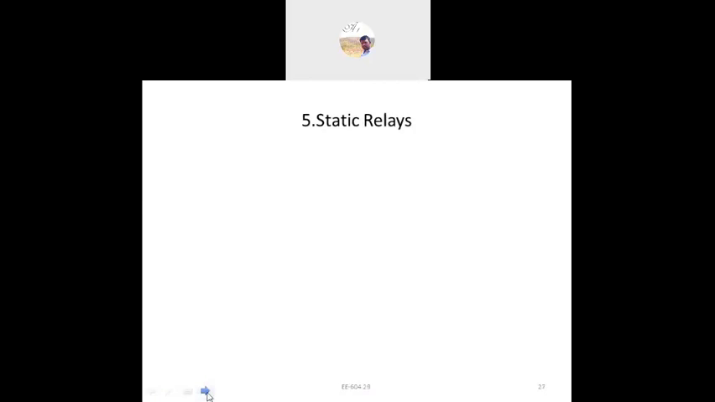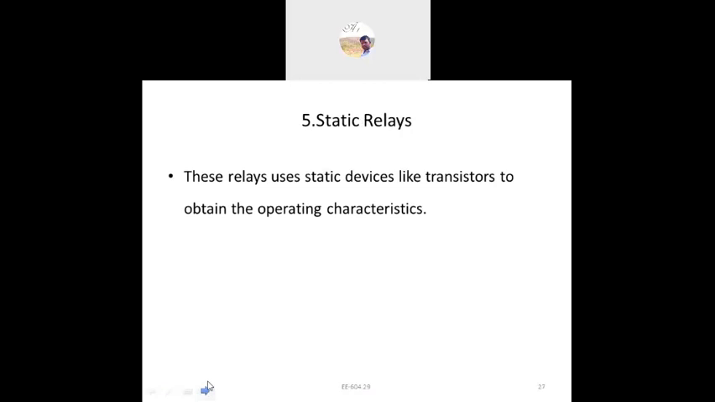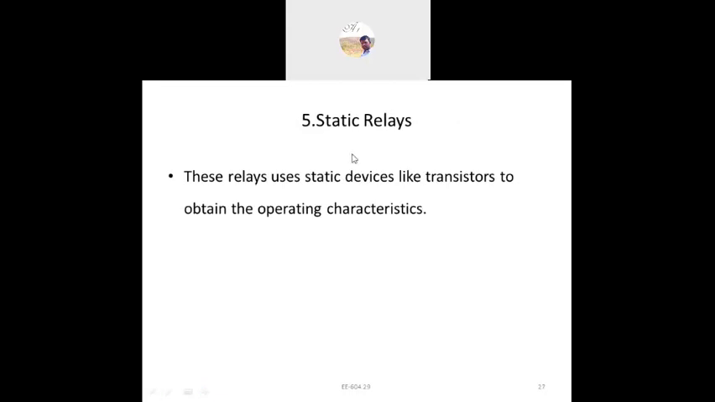Next we have the static relay. These relays use devices like transistors to obtain the operating characteristics. We will discuss in detail the static relays, electromagnetic relays and microprocessor-based relays in further classes. Here the relay is built from static devices like transistors; all electronic components are used in the static relay.